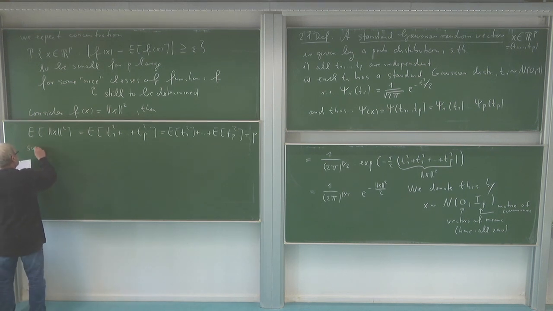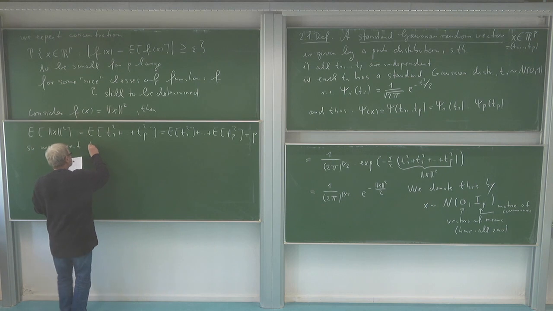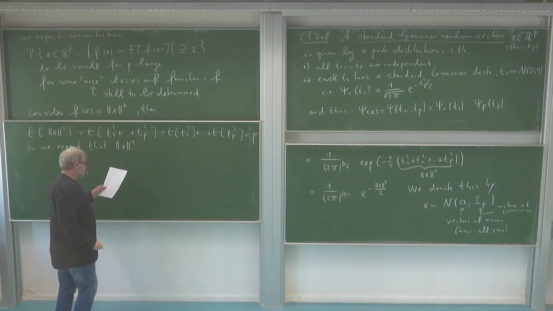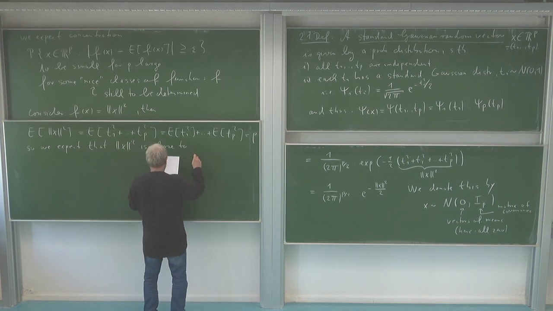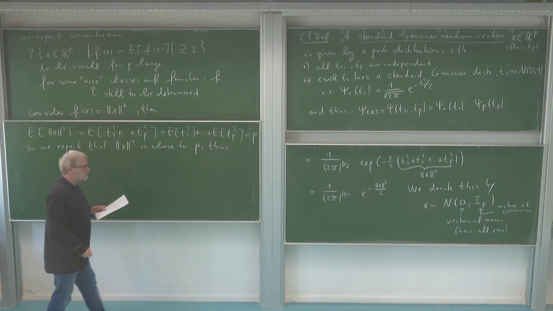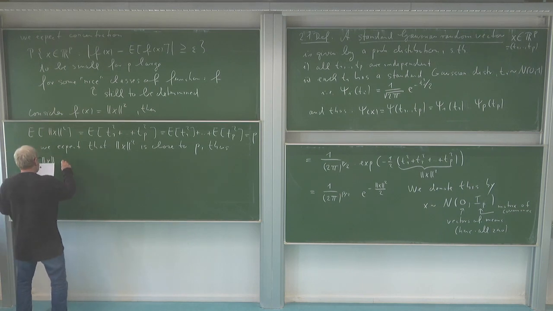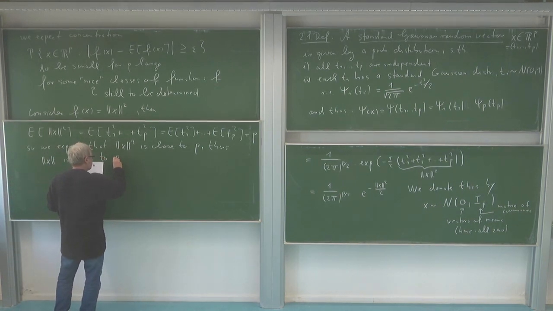Okay, so we expect that the square of the norm is close to p, and this means we probably should also expect that the norm itself is close to the square root of p.